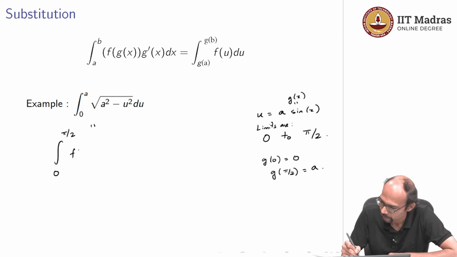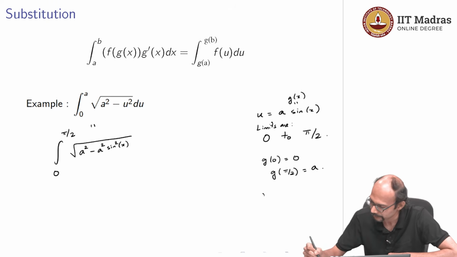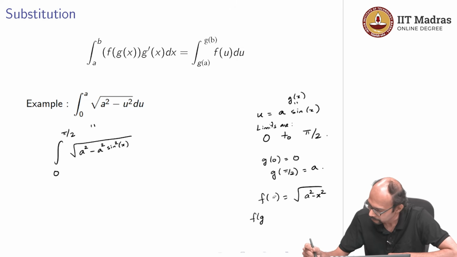f of. So what is f here? f is this function root a squared minus u squared. So root a squared minus g of x squared. But what is g of x squared? So a times sine of x the whole squared, which is a squared times sine squared of x. Okay, so I will just complete this. So f of x is root of a squared minus x squared, and so f of sorry, my bad, I should write f of u maybe.